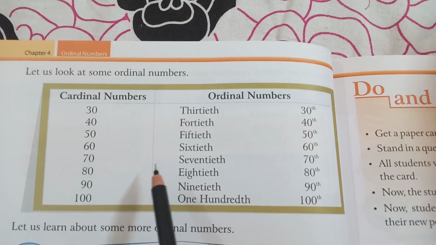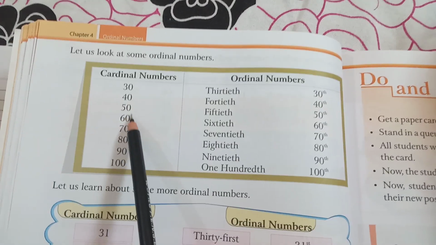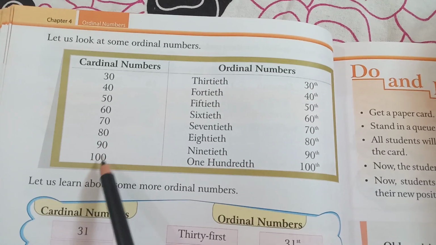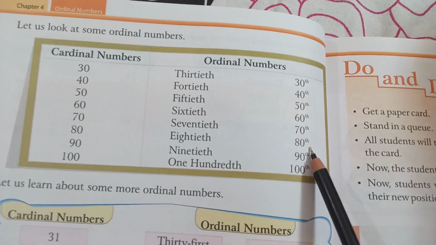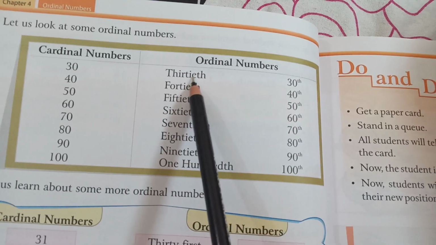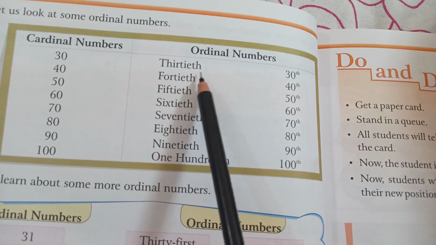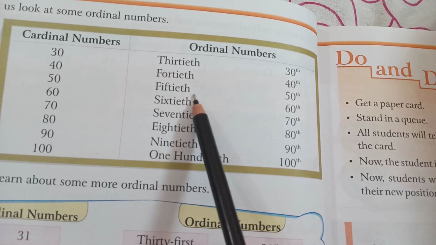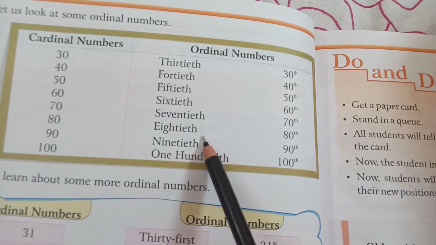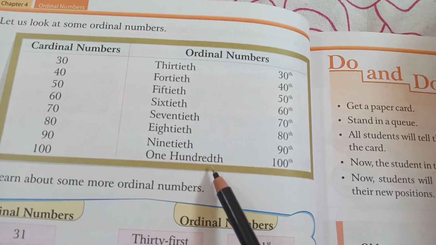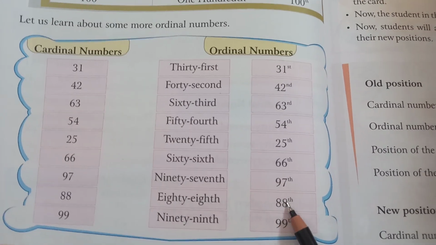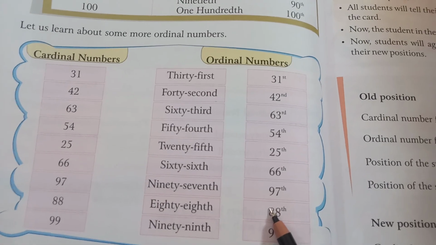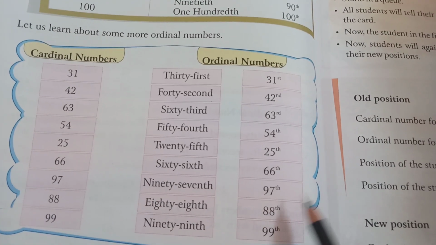Here are also some ordinal numbers like 30, 40, 50, 60, 70, 80, 90, 100. We always write th in their ordinal numbers. You can also write their ordinal numbers like this: 30th, 40th, 50th, 60th, 70th, 80th, 90th and 100th. There are also some ordinal and cardinal numbers. You have to learn these ordinal numbers and cardinal numbers up to 100.